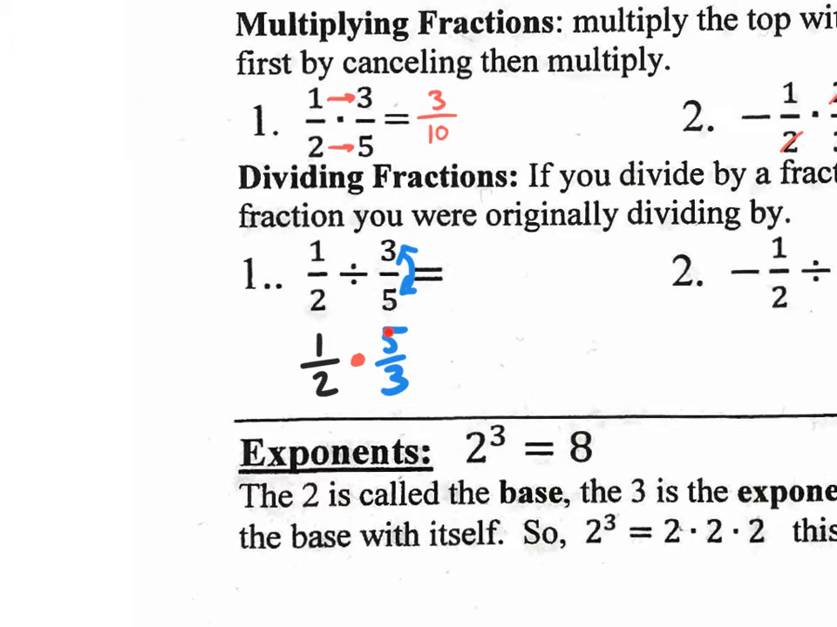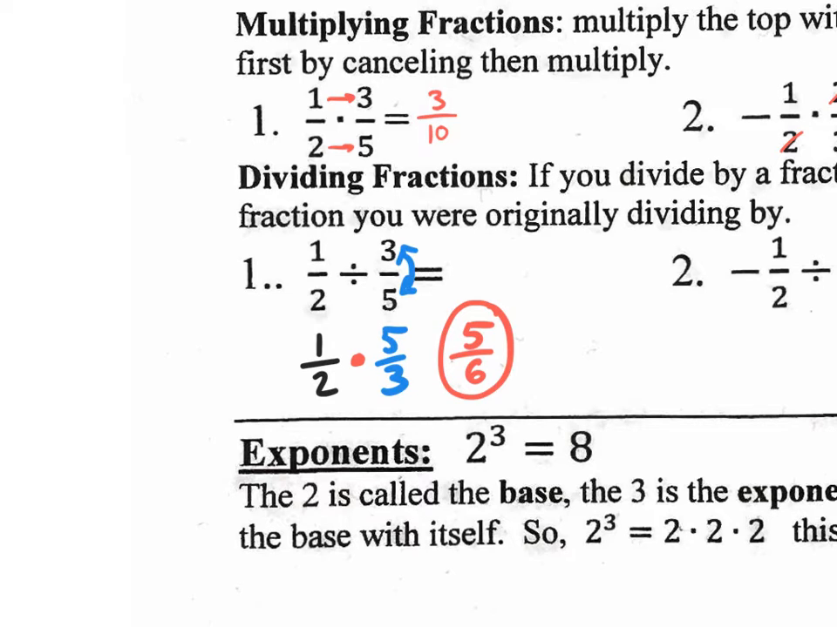There's nothing to cancel. There's a 5 up here. There's no 5 down here. There's no 3s or 2s up here, so you can't cancel anything. So you simply multiply the numerator with the numerator. 1 times 5 is 5, and then on the bottom, 2 times 3 is 6. And ladies and gentlemen, we are done. 5/6 is the answer.